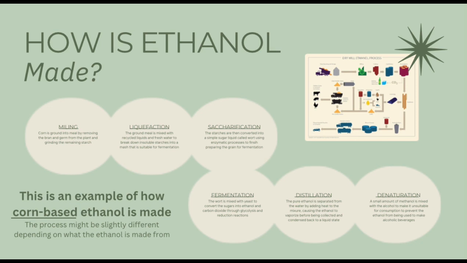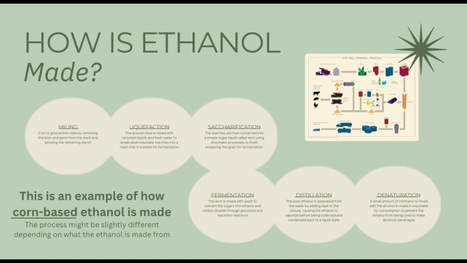Starting off, we have milling. Milling is when the corn is ground into meal by removing the bran and germ from the plant and grinding the remaining starch. Next is liquefaction, where the ground meal is mixed with water and other liquids. This is to break down those insoluble starch molecules and make them into a mash that can be easily fermented. Next is saccharification, where the starch mash is further condensed into a simple sugar liquid called wort, using enzymatic processes to finish the prep for fermentation.